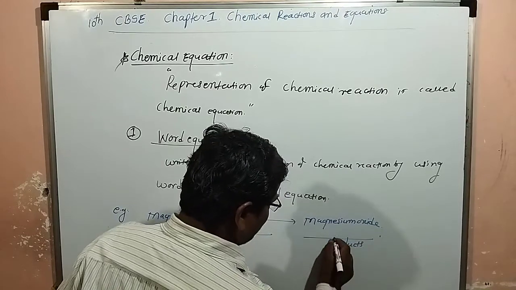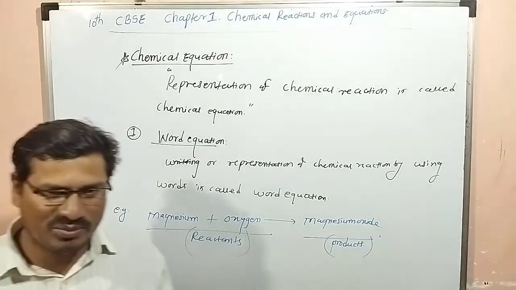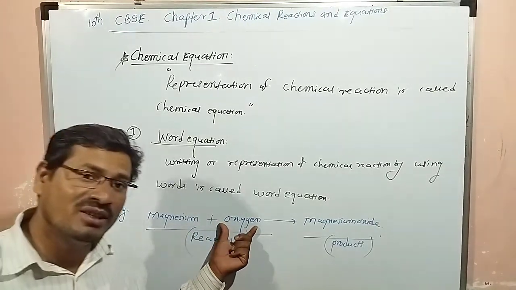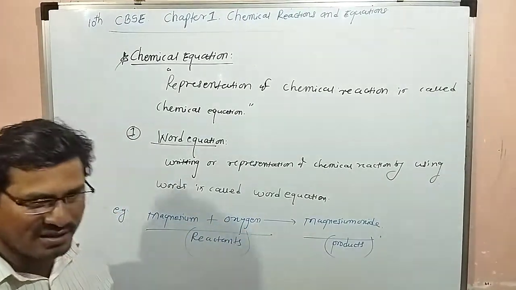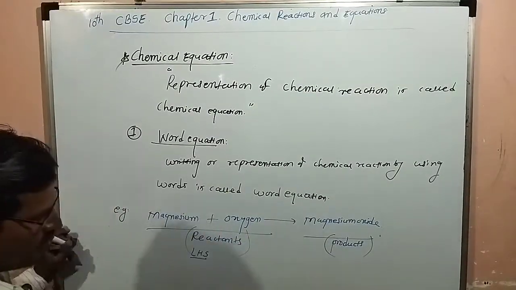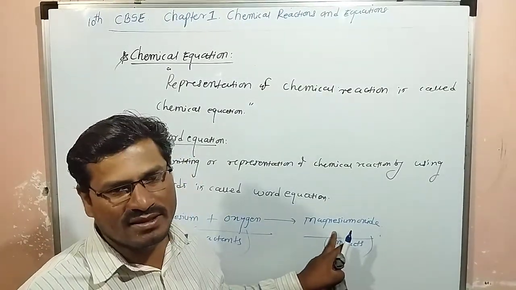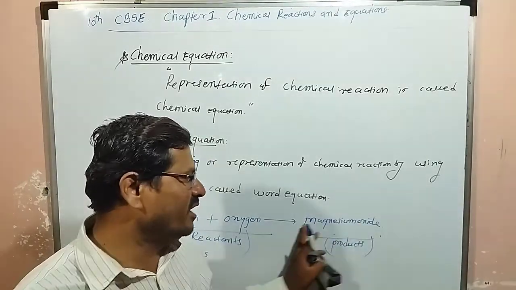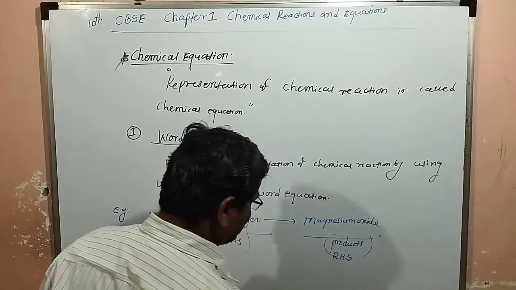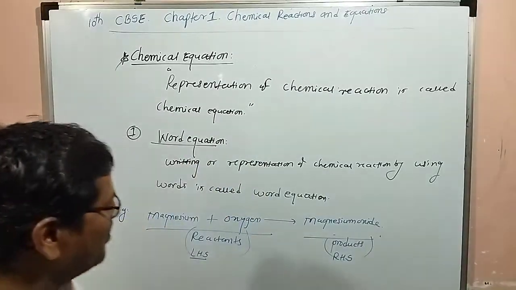Here I will tell what is meant by reactant and what is meant by product. Magnesium and oxygen take part in the chemical reaction, so they are reactants, and they are written on the LHS, the left hand side of the arrow. The substances formed after the chemical reaction are written on the right of the arrow, and these are called products, the RHS. So reactants are written on the LHS and products on the RHS. This you have to remember.